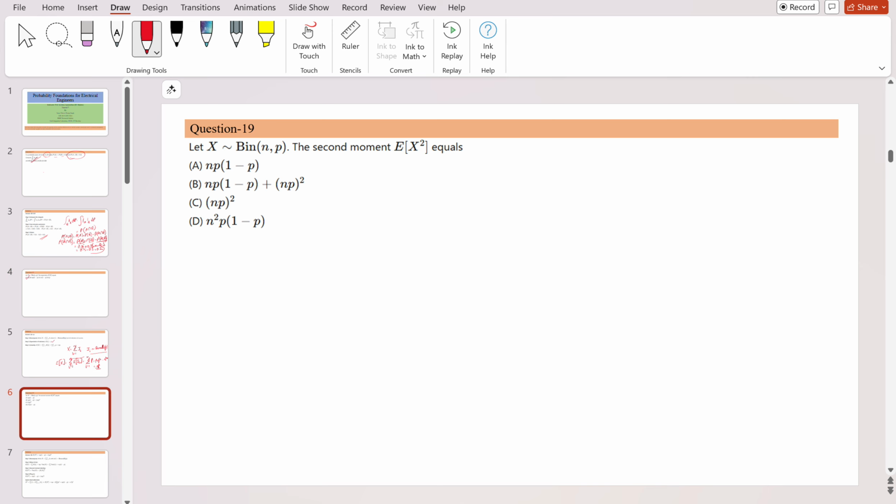Okay. Let's move forward. Try to solve this. It is asking what the second moment is, that is the expectation of X squared. The first moment is simply the expectation of X, the second moment is the expectation of X squared. Try to solve it and let me know if you face any problem.